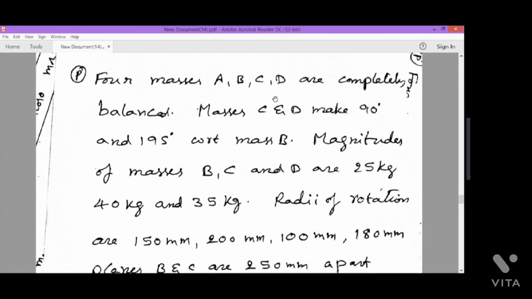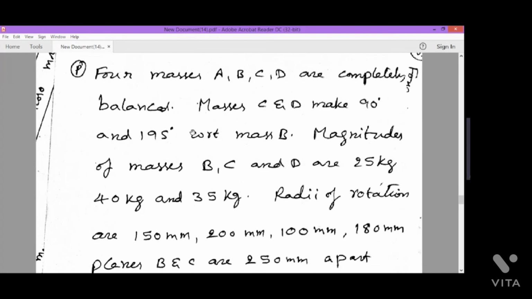So there are four masses which are completely balanced. What does that mean? I am not adding any additional masses here. So masses C and D make 90 and 195 degrees with respect to B. Because the angles are given with respect to B, I have to take mass B as reference for angles. So mass B I am going to draw as horizontal and I am taking that as reference for angles.